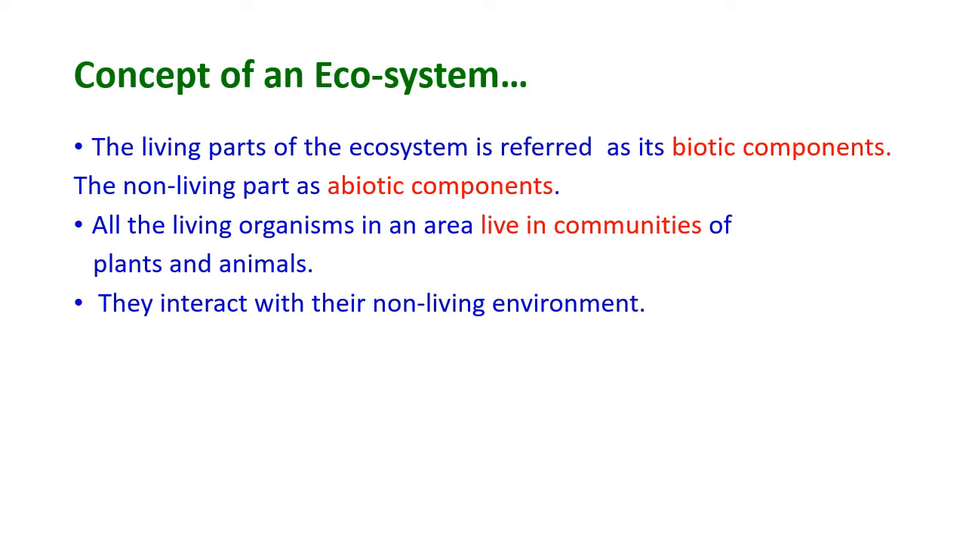The living parts of an ecosystem are referred to as its biotic components and the non-living parts as the abiotic components. All the living organisms in an area live in communities of plants and animals. All the plants and animals live in a community. And these plants and animals, or the living organisms, interact with the non-living environment of the ecosystem.